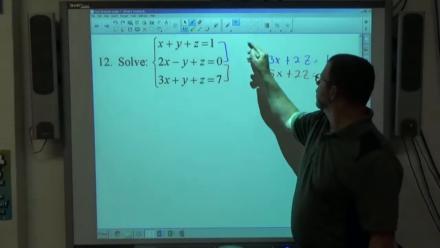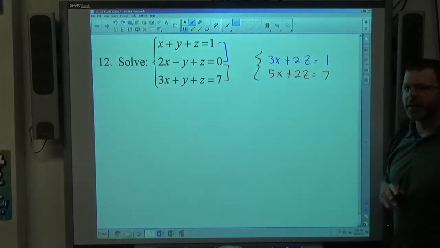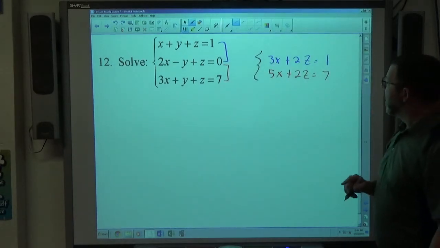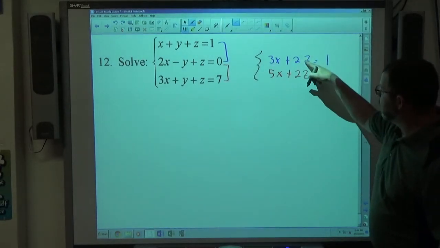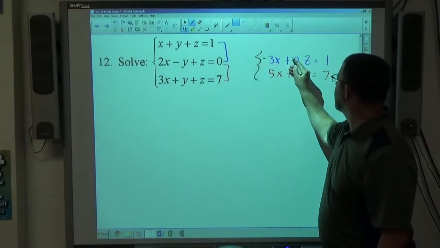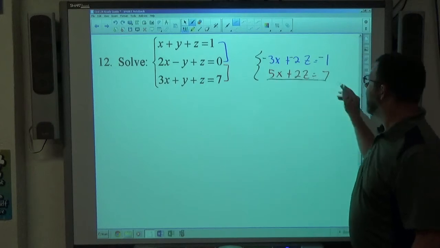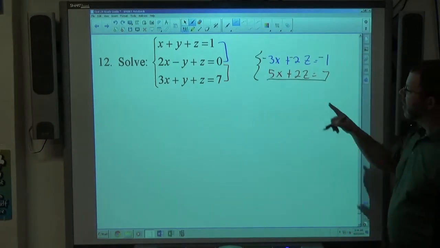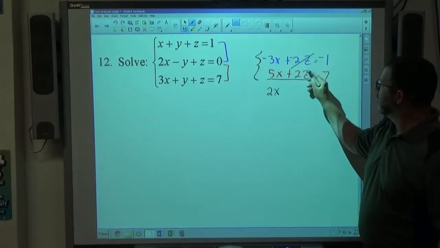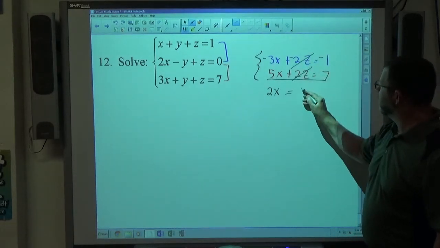So we create this nice little system of equations with just x and z in it. Forget about y for a few minutes until we get x and z figured out. I notice right off the bat, 2z, 2z. So if I just change the signs, let's make that negative 3x, negative 2z, negative 1. Every single sign changed. Negative 3x and 5x makes positive 2x. Negative and positive 2z cancel. Negative 1 plus 7 is 6.